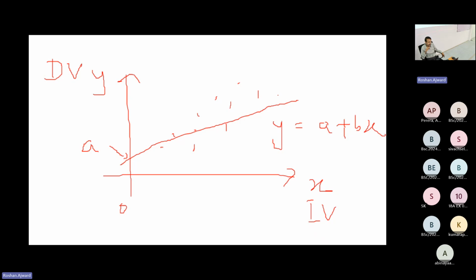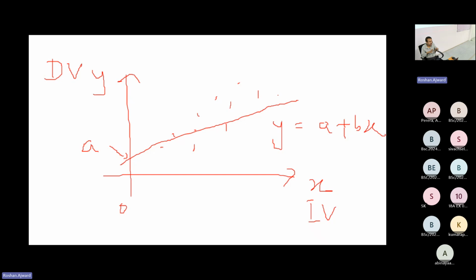Let me take another example. Income and rice consumption. Let's say I took 4,000 people in Sri Lanka. I took their income levels and rice consumption levels, and I plot this as a scatter plot. Can I do that? Yes. Then I will try to fit a line that represents most of these dots.